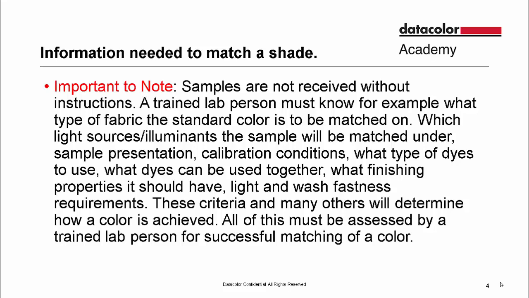A trained lab person must know, for example, what type of fabric the standard color is to be matched on, which light sources or luminance the samples are to be matched under, sample presentation, calibration conditions, what types of dyes to use, what dyes can be used together, what finishing properties it should have, light fastness and wash fastness requirements. These criteria and many others will determine how a color is achieved. All of this must be assessed by a trained lab person for successful matching of a color.